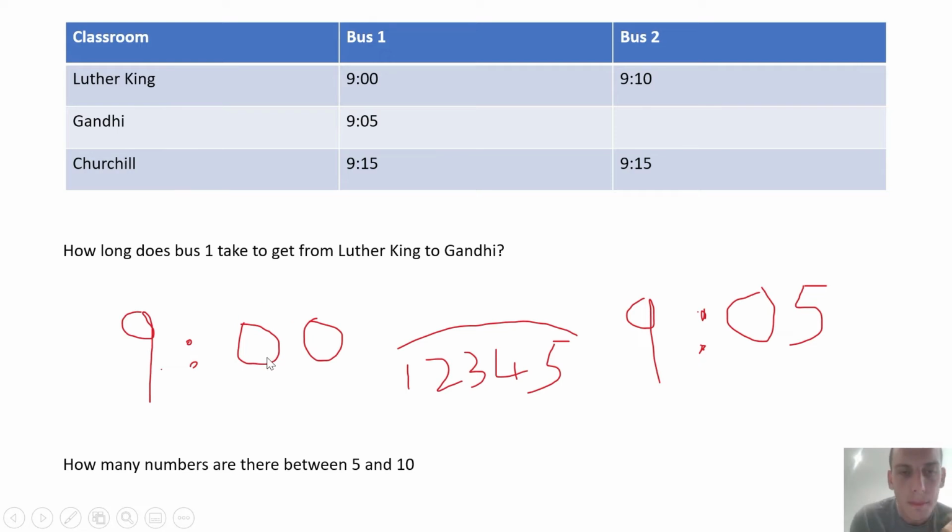Now, what about the minutes? Okay, the difference in minutes. So this arrives at just 9 o'clock, bang on the dot. Okay, and this one arrives at 9:05. So 9 and then 5 minutes. So essentially there is a difference here. The difference is between 0 and 5. So we need to work out the difference between 0 and 5. Now, as I said before, we're just saying how many numbers are there between 0 and 5.